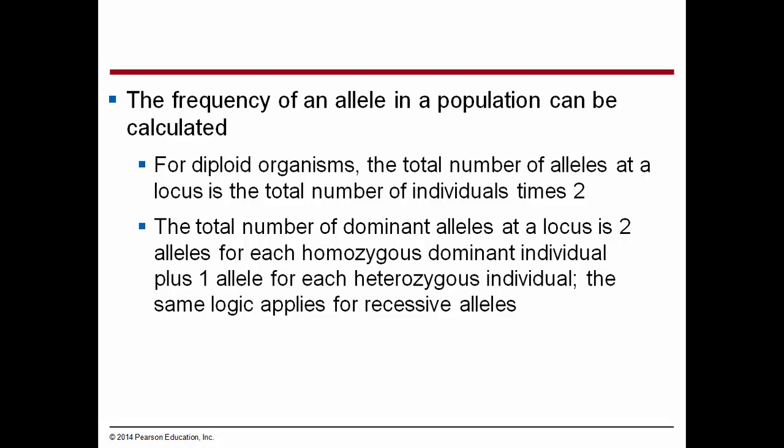The frequency of an allele in a population can be calculated. For diploid organisms, the total number of alleles at a locus is the total number of individuals times 2. The total number of dominant alleles at a locus is 2 alleles for each homozygous dominant individual, plus 1 allele for each heterozygous individual. The same logic applies for recessive alleles.